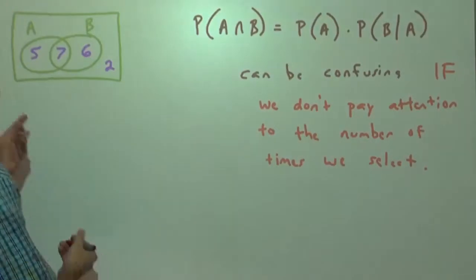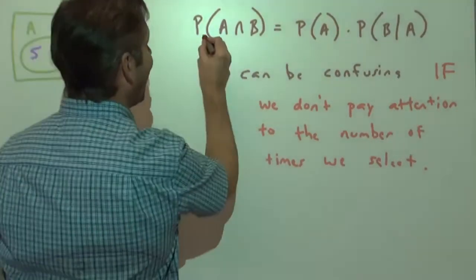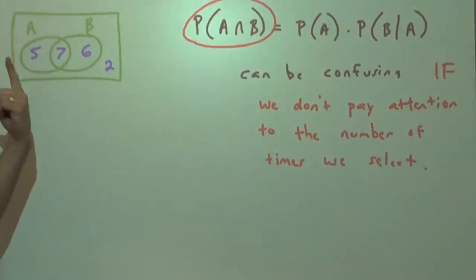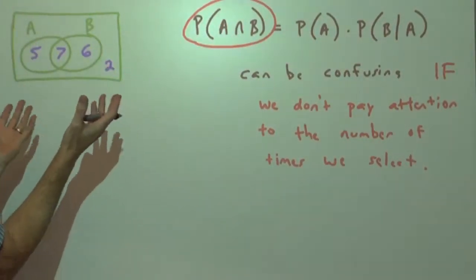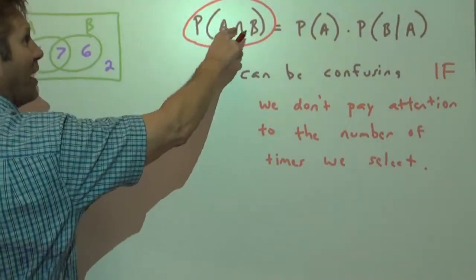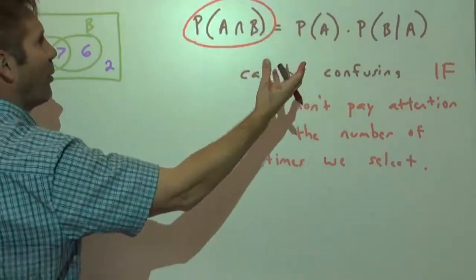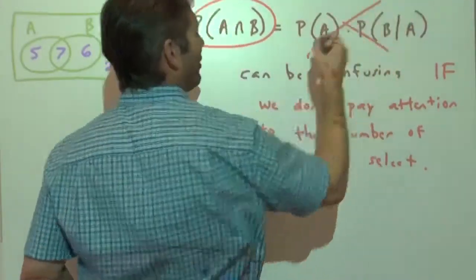Now, let's suppose we want to find the probability of getting A and B. So if we're selecting one thing, the word and means intersection. So let's go find the probability of selecting one thing, and that thing is in the intersection of A and B. It's both part of A and part of B. Well, we don't need this stinking formula right here. We don't want to use that formula.